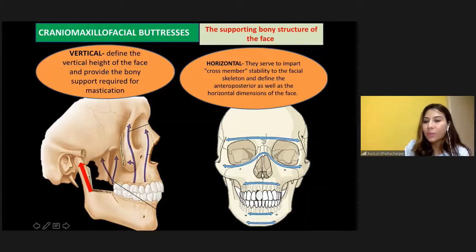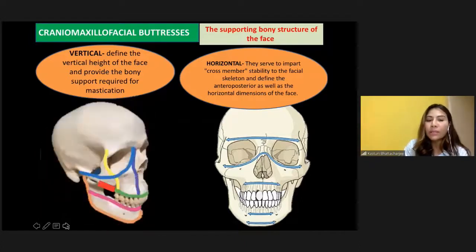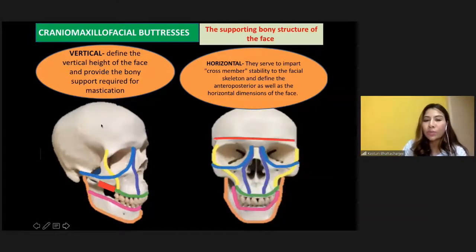The first one is the frontal bar, which is in line with the superior orbital rim. The second is the inferior orbital rim. Then you have the alveolar maxilla, the mandibular arch, and the lower mandible. These buttresses are very important, and for any fracture repair that we do, the 4 vertical and the 5 horizontal, we should realign them before we do the repair.